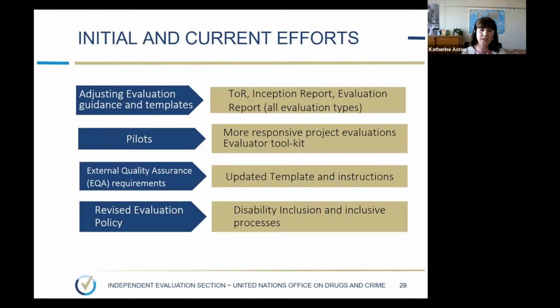And then finally, for a variety of reasons, like many entities, we were revising our evaluation policy. And so we made sure to embed disability inclusion and inclusive processes throughout the policy. So that's where we are now in some of those initial efforts.